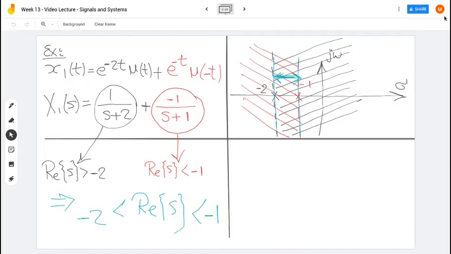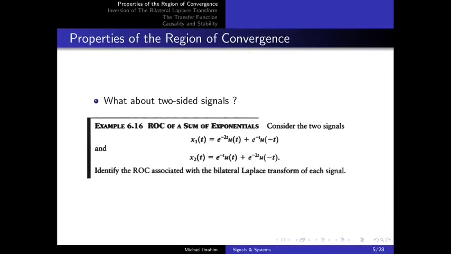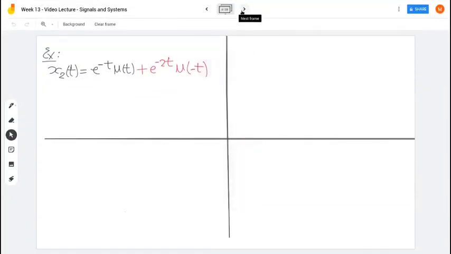So what about the second function we have over here? The second function is x2 of t equal to e to the minus t u of t plus e to the minus 2t u of minus t. So let's move to our whiteboard over here. We have x2 of t equal to e to the minus t u of t plus e to the minus 2t u of minus t.